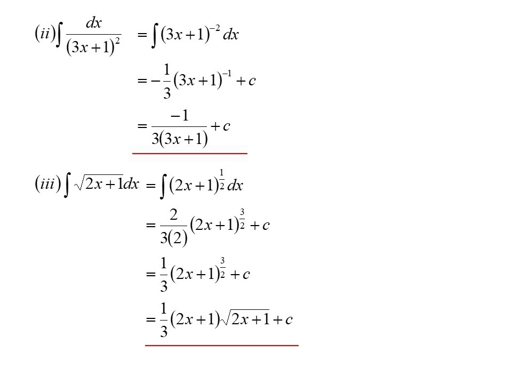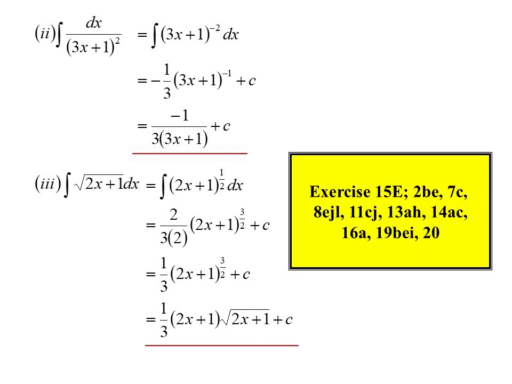That would be the answer mere mortals would write down, but of course us super mathematicians, we would rewrite it as 1/3 (2x + 1) root (2x + 1). Far more impressive. People go, oh wow, look at that answer. That looks terrific. This person really knows what they're doing. All right.